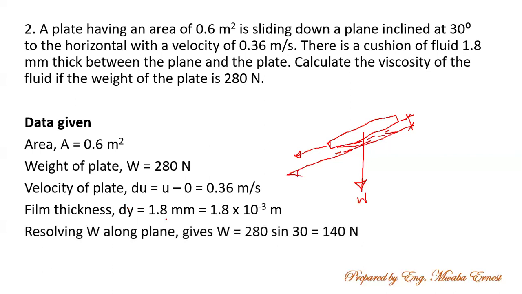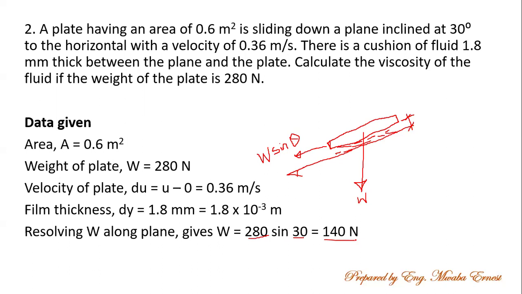Then if you resolve, one thing you realize is that this one is our W sine theta, whereas theta is the angle of incline. So W sine theta. That's how come we have 280 sine 30. That gives us the force we're talking about, the shear force we're interested in, which is 140 newtons.